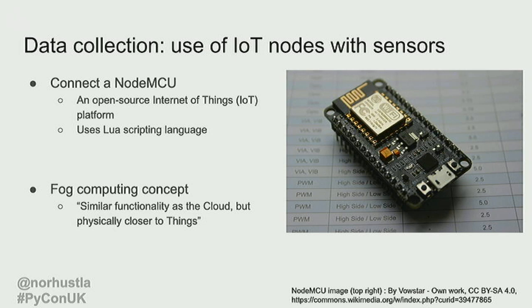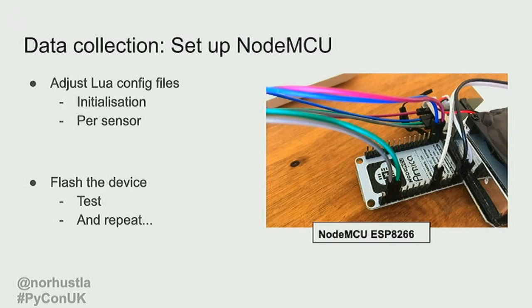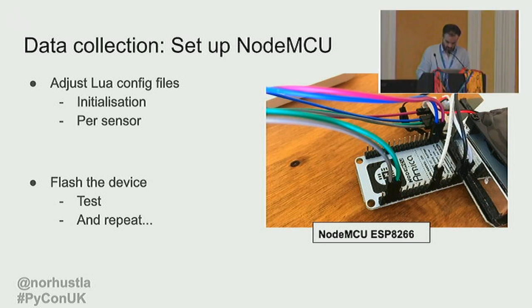to a database. So you're switching now from an edge computing framework to something called a fog framework, which is a combination of edge devices and cloud-based processing. To set this up, it's a little bit tricky, but you have to write in a language called Lua, and you have to set up some configuration files.